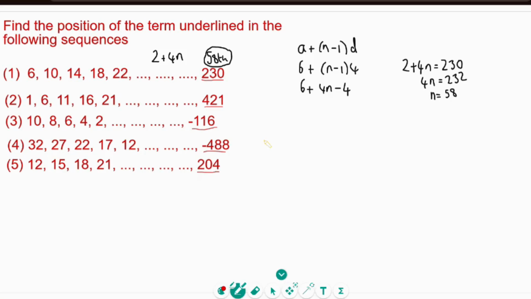Last one. Nth term is 3n plus 9. So let's just solve this to find n now by taking 9 off both sides, dividing by 3. So 204 is in the 65th position.